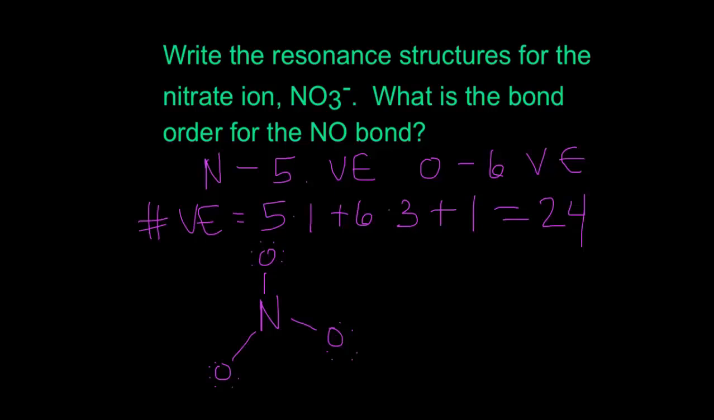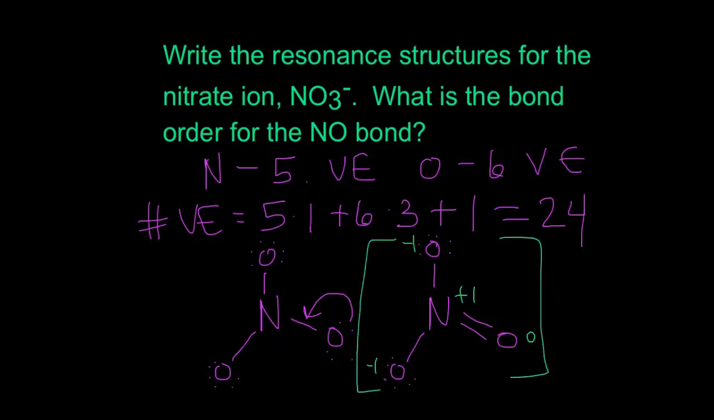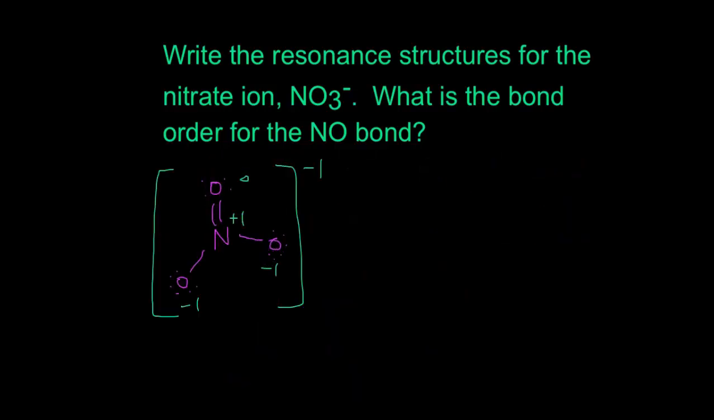Alright, and now we can see that our nitrogen doesn't have a full octet, so we're going to put one of these lone pairs from an oxygen to form the octet for nitrogen. So we get a structure that looks like this. And if you were to go ahead and calculate the formal charge, we have +1 on the nitrogen, 0 on this oxygen, and -1 on each one of these oxygens. So overall, the charge on this structure is -1. So this is an example of one of the resonance structures for nitrate.